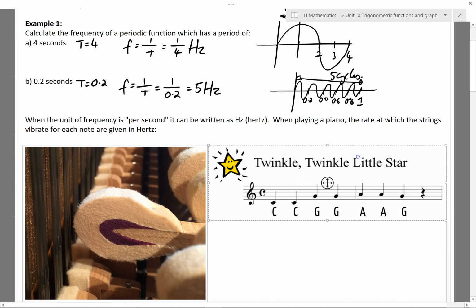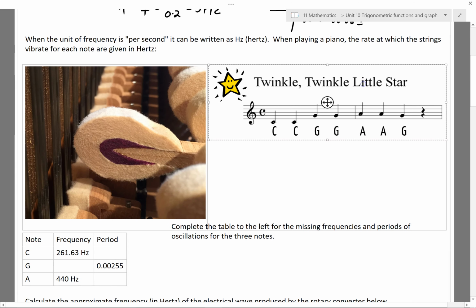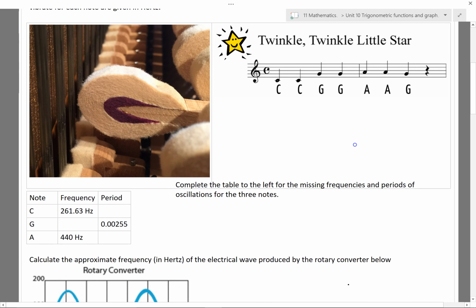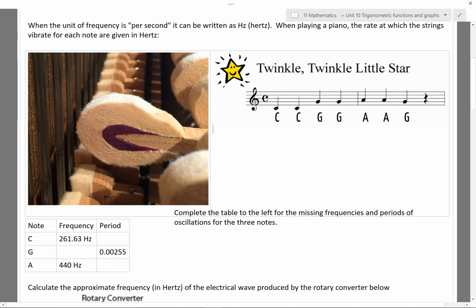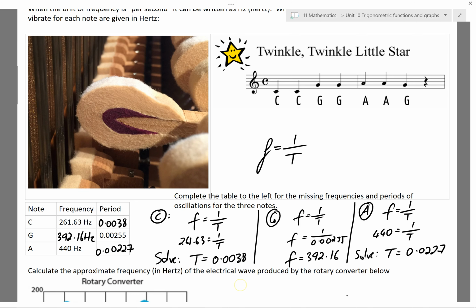When you're playing a piano, the frequency, or the rate at which the strings are vibrating, for each note is given in Hertz. So on this table to the left, we've got some frequencies, got some periods. We should be able to change backwards and forwards from frequency to period using f equals 1 on T. Have a go at doing that, press pause, see how you go. There we go, we can find frequency in Hertz and period in seconds.